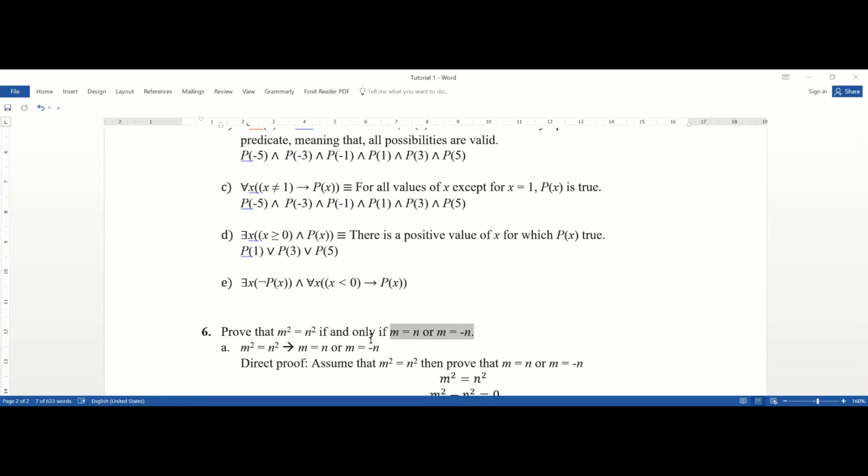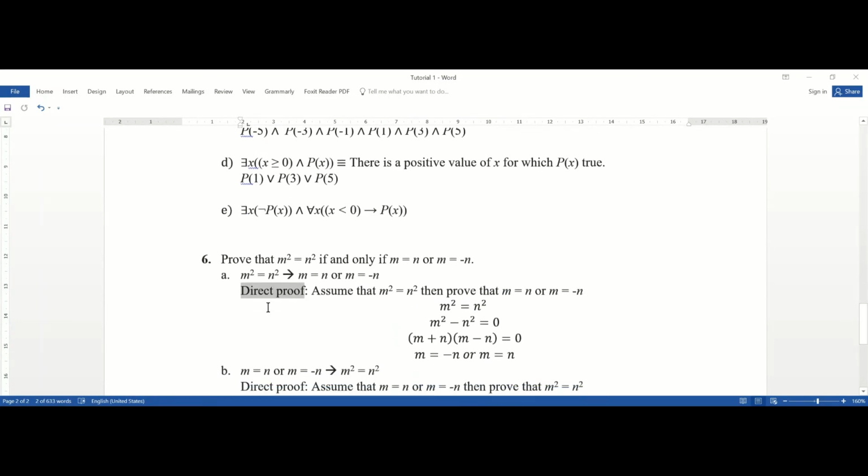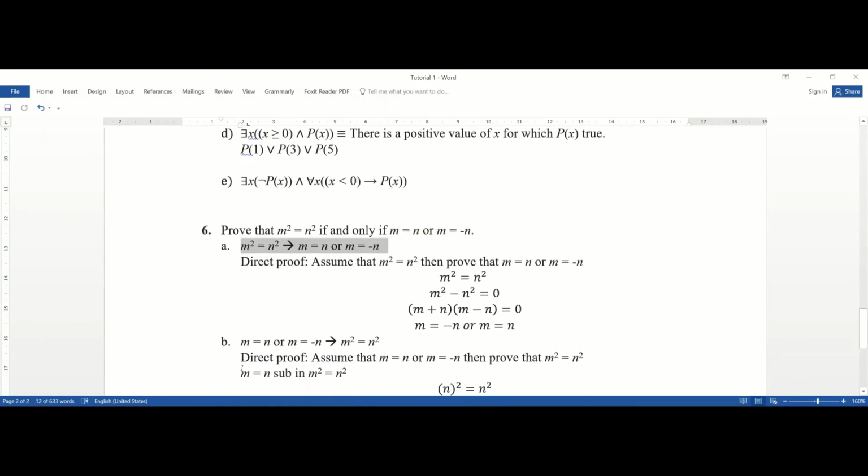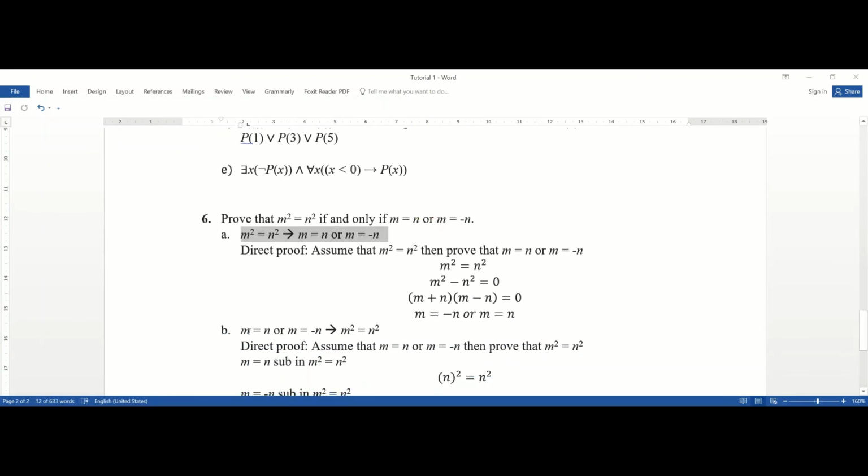We need to prove that m squared equals n squared when this one is true, the other part is true. This one means we need to assume that this one is true and prove this one is true if we take direct proof. Whatever proof we follow, we need to prove that this one is valid, and the other way around: m equals n or m equals minus n, when it is true, this one is also true. It's like two-sided or biconditional. If and only if, we need to prove both sides.